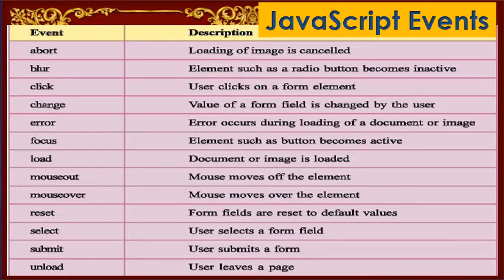By using the focus event, elements such as a button become active. By using the load event, a document or image is loaded. By using the mouseout event, the mouse moves off the element. By using the mouseover event, the mouse moves over the element. By using the reset event, form fields are reset to default values.